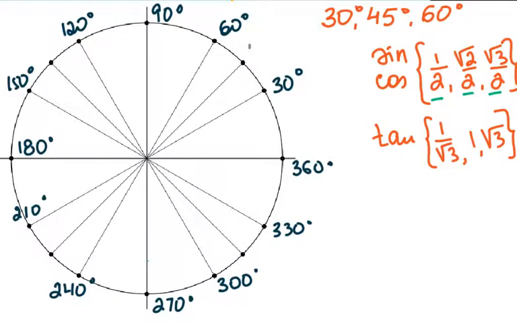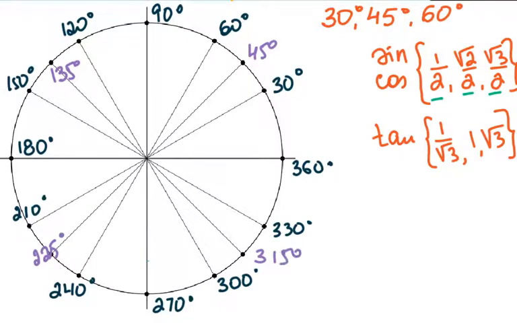And then I have 45 degrees, plus 45 gives me 90, plus 45 gives me 135 degrees, plus 45 gives me 180, plus 45 gives me 225 degrees, plus 45 gives me 270, and plus 45 gives me 315 degrees.